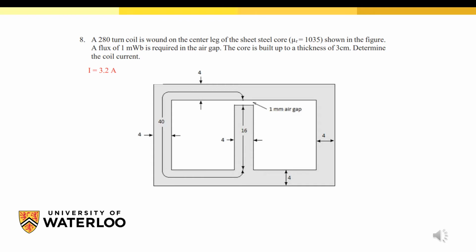So in question 8 we have a 280 turn coil wound on the center leg of the sheet steel core given the relative permeability shown in the figure. A flux of 1 milliweber is required in the air gap. The core is built up to a thickness of 3 cm. Determine the coil current.